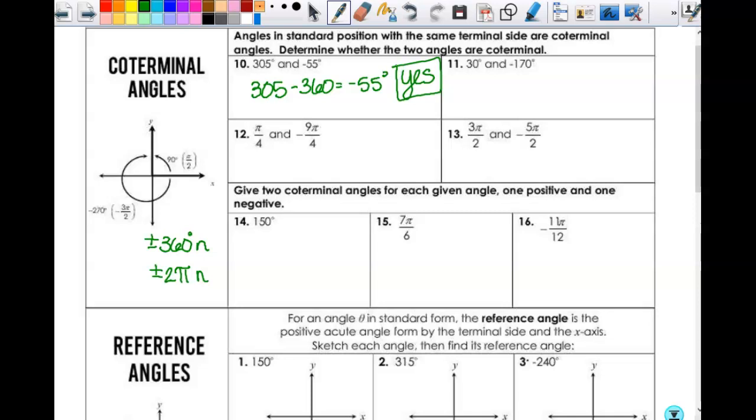Make sense? Then here I've got 30 and a negative 170, so I can do 30 minus 360. Well, that gives me a negative 330. Now, just because you don't get the answer the first time doesn't mean that the answer is no. Because remember, I could subtract 360 again, or I could have added 360. But if I add 360 to this or subtract 360 again, I'm still not going to end up with that, right? So then the answer is no.